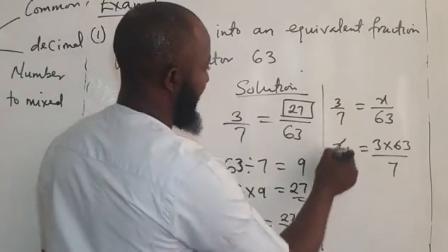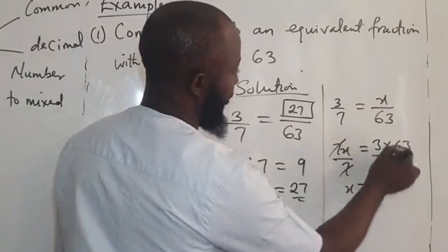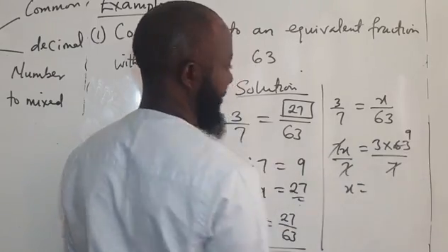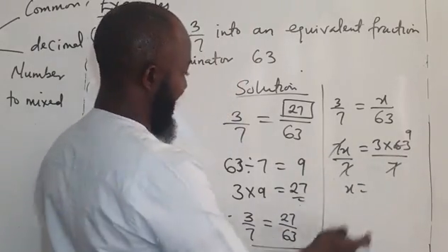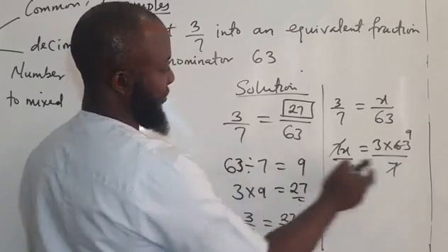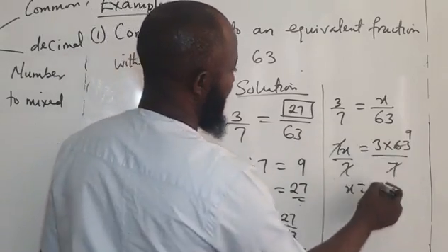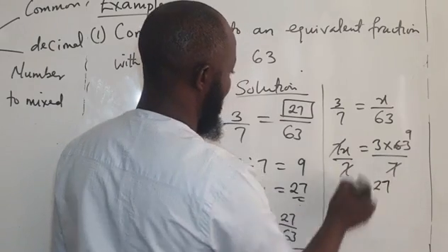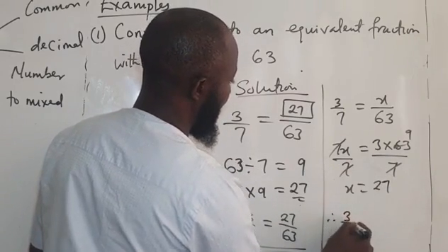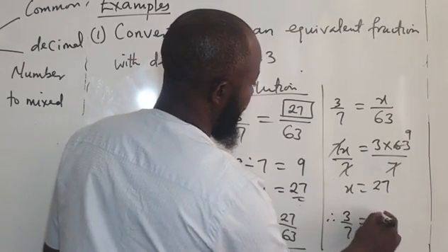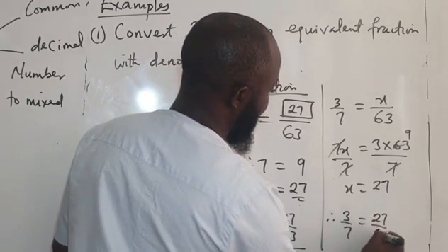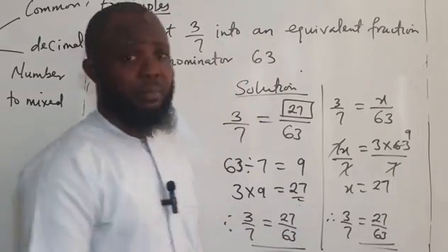So this 7 cancels 7, and x will then be equal to 63 divided by 7. 7 times 9 is 63. You can see we are still coming back to 63 divided by 7. Can you see that? So this gives 9. Therefore, we can conclude that 3 divided by 7 equals 27 over 63. That's the answer. You can see we have the same answer.